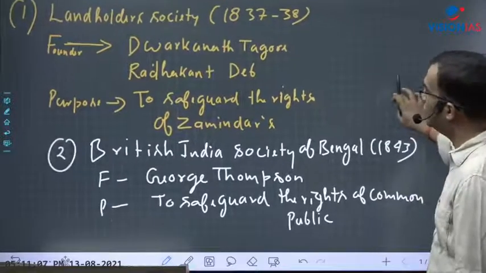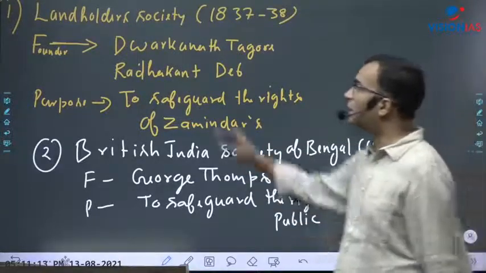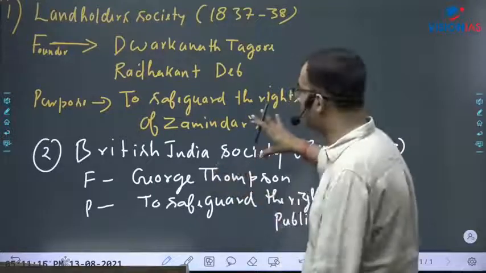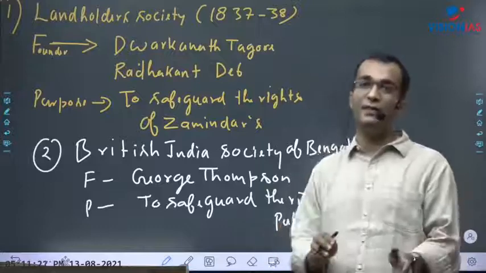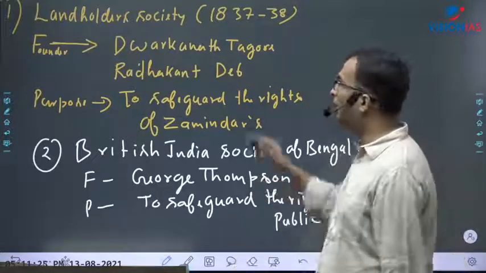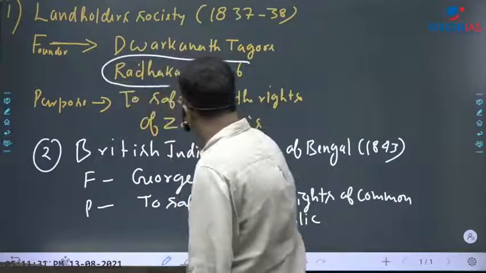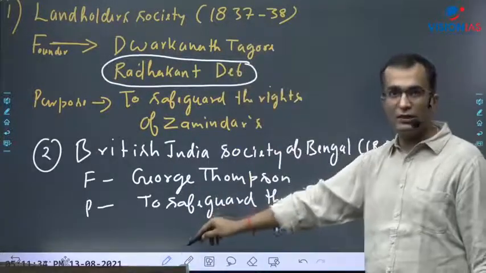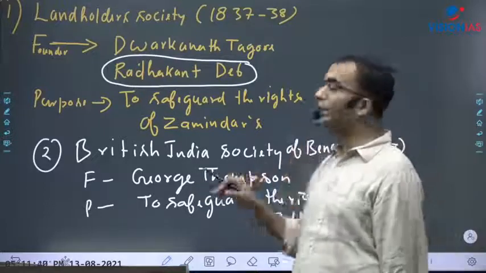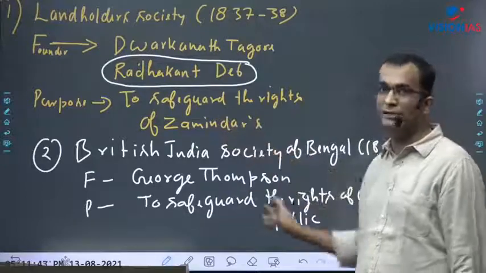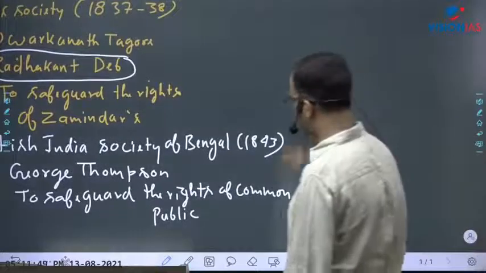And actually something is going to happen with these two organizations in 1851. So what is this? The merger of the two organizations, landholders and British India Society, and it became British India Association in 1851 under the guidance of this person, Radhakant Deb. So under his guidance, these two organizations were merged and a third organization was created, British India Association in 1851, and it will work to safeguard the rights of Zamindars as well as common public.